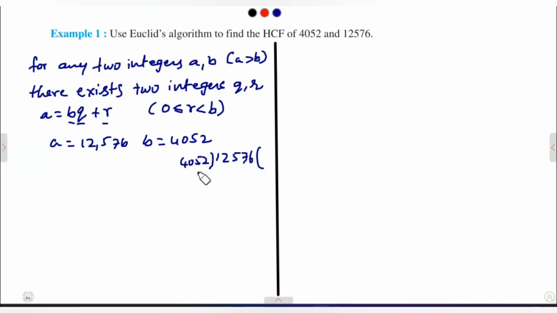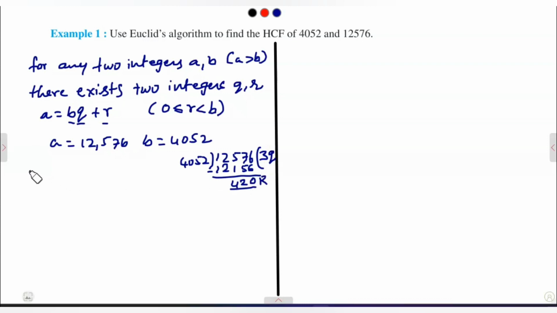So for example, if you take 4052 once, what happens? 4052 times 3 comes the nearest answer, 12,156. I already worked it out and have written that directly, not to waste time. So our remainder is 420, and here 3 is called the quotient and 420 is the remainder.